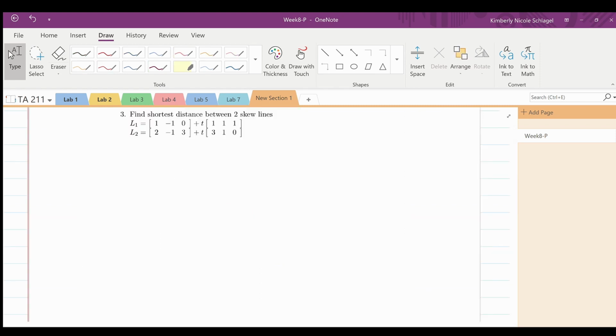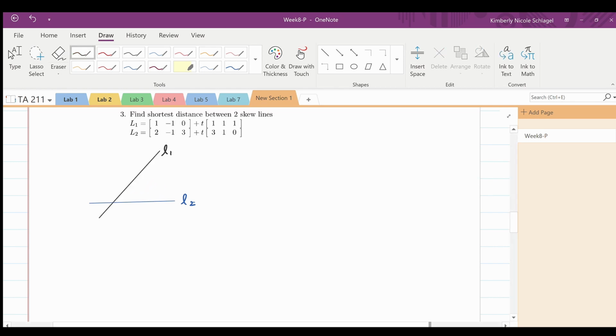Okay, so this question is asking us to find the shortest distance between two skew lines. So I'm going to go ahead and draw the picture for these two lines first. I'm going to draw something like this, and I'm going to label this one line 2. And right here I'm going to draw line 1.